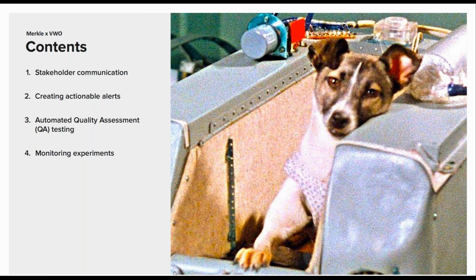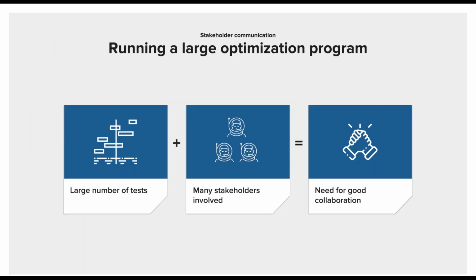So for now, we'll focus on stakeholder communication, because if you run a large optimization program, we do a large number of tests, and there are many stakeholders involved. To be able to manage that all right, there's a need for good collaboration. Everyone needs to know what kind of tests are running, which pages are affected by tests, what the upcoming tests are, what research we do, and what the result of the research was. So there's a lot that everyone needs to be updated about, and you need a good idea of how you are going to do that.